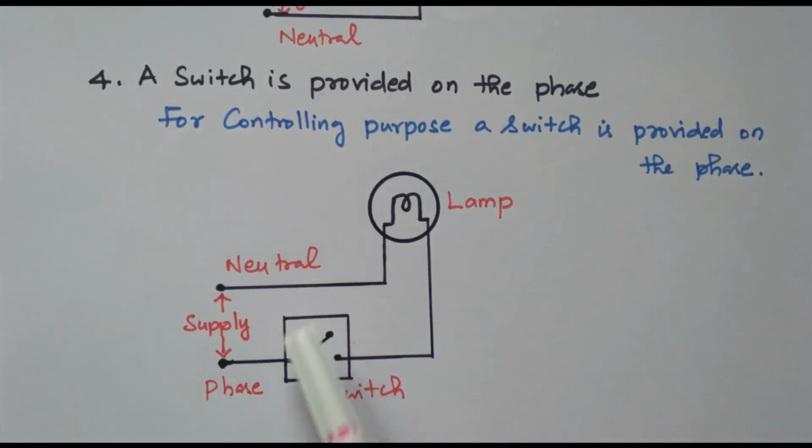If the switch is open, the phase is disconnected. So we can control the glow of this lamp using this switch. The switch is closed, supply is given, the lamp will glow. If the switch is open, supply is disconnected, lamp will not glow. Now we will go to the next type of connection.